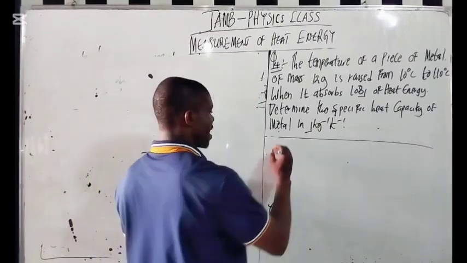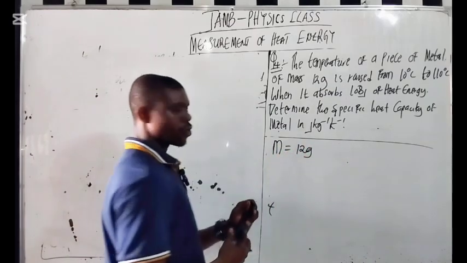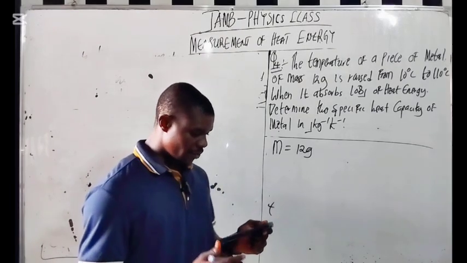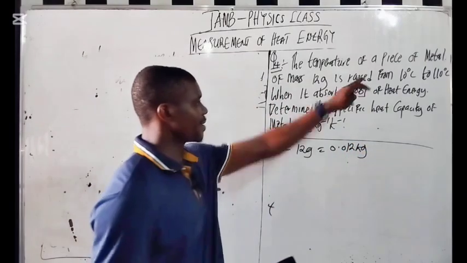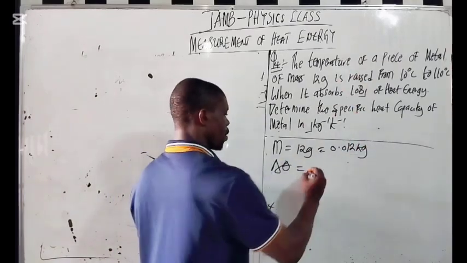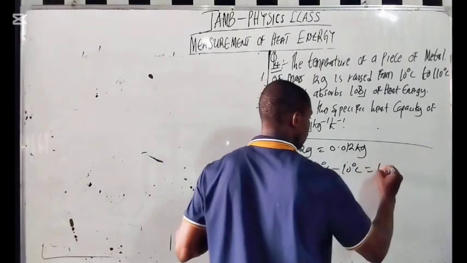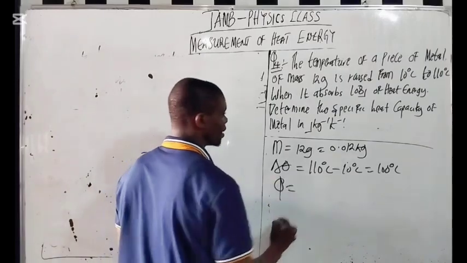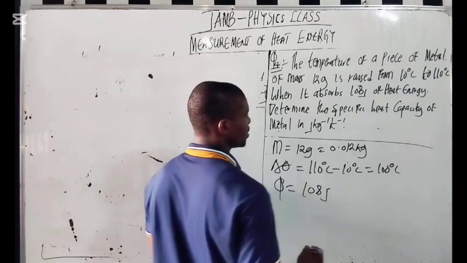So my mass is 12 gram, right? Of course, I have to convert gram to kilogram, divided by 1000. So we have 0.012 kg, right? Now, my change in temperature is final minus initial, the highest minus the lowest here, 110 minus 10, right? So we have 100 degrees centigrade here, right? My Q, what is my Q? My Q is heat, 108 joules.